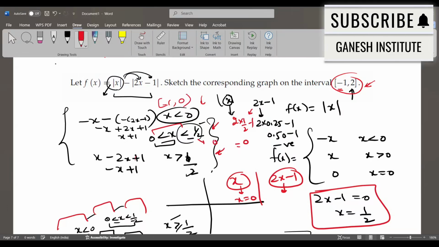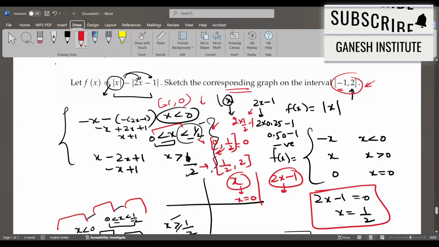Here, 0 to 1 by 2 will remain the same, and here it will be 1 by 2 to 2. Later on, you will start drawing the graph by plotting points, but at the moment you have to write it for all. If you substitute a value less than x, this will be minus x. This will give you a minus value.